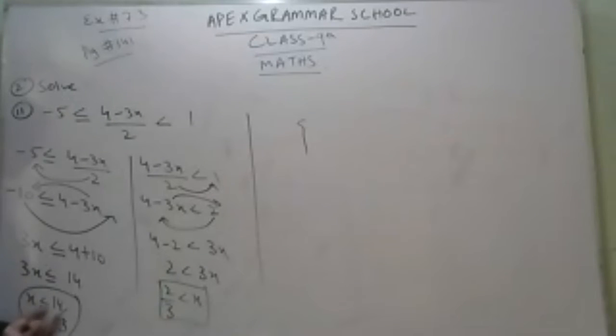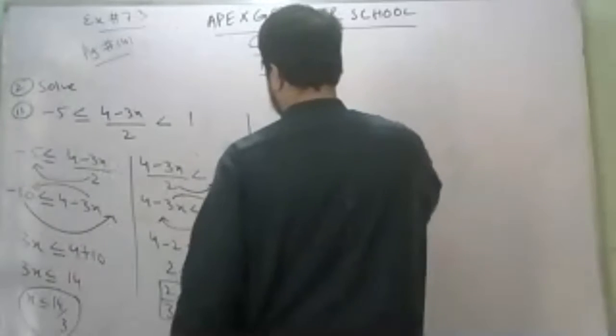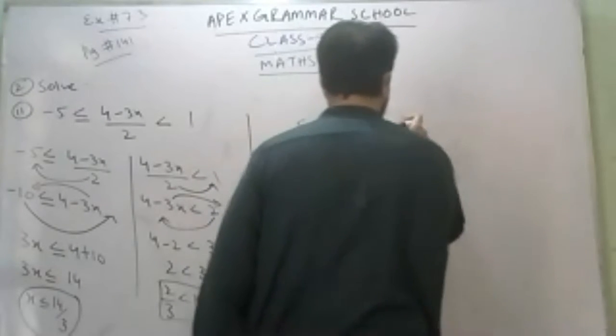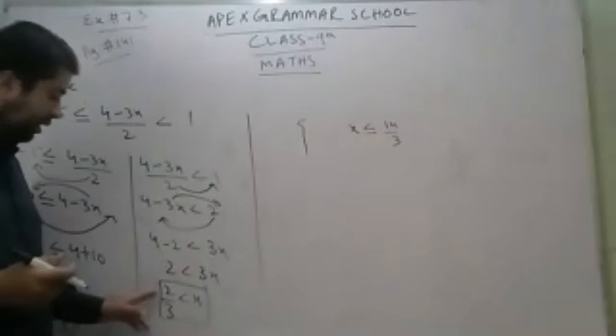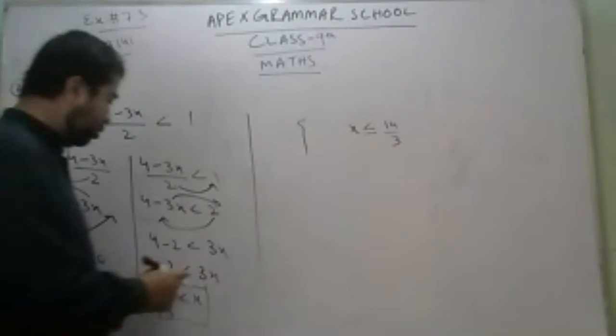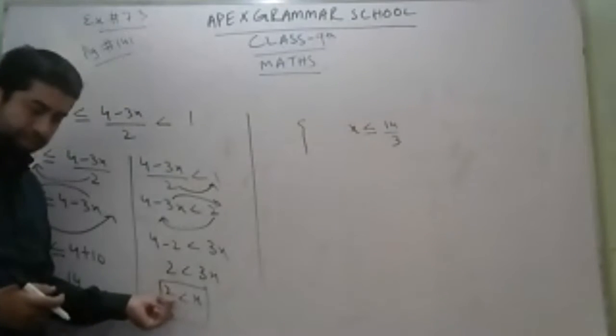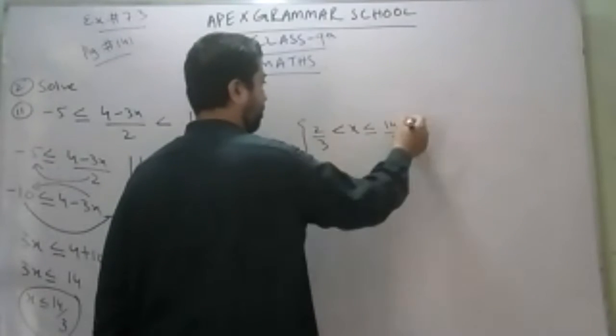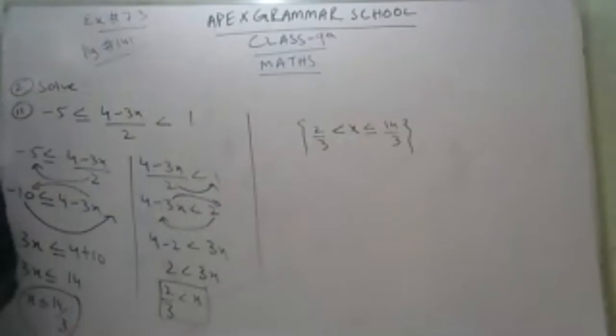You need to write either this first or this first. First, you need to pick any pair, either this or this. If I am taking this, x will be in the center, x greater than or equal to 14 by 3. 14 by 3 is on the right side and this 2 by 3 on the left side. So before x, we need to apply this sign and then 2 by 3. So this is the proper solution of this part.